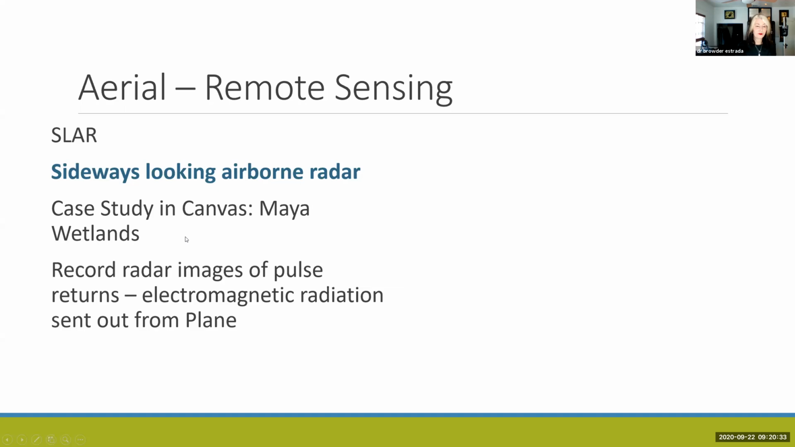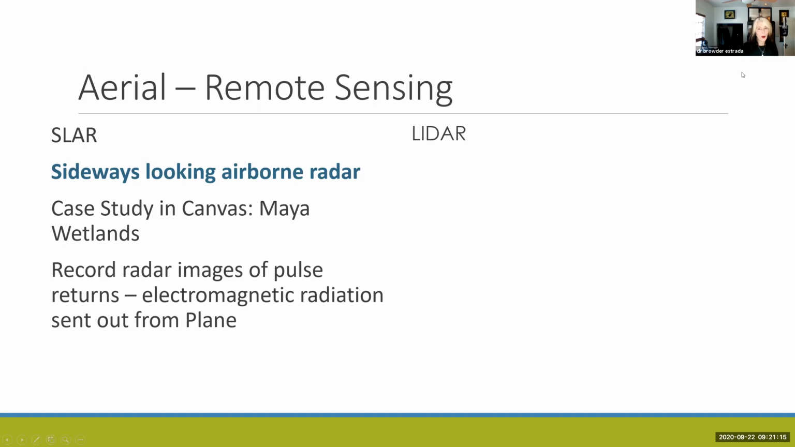What did they discover? So in Sideways Looking Airborne Radar, they're recording radar images by sending out a pulse and recording when that pulse returns. It's based on electromagnetic radiation that they send out from the plane, and then they register when that hits something and comes back. So in the sequence of it, they can tell if something is taller or something is closer. And then you need a very fancy computer program to help you analyze that. So that's SLAR.